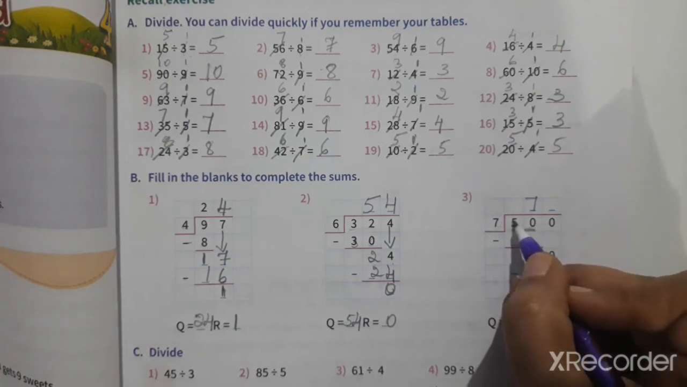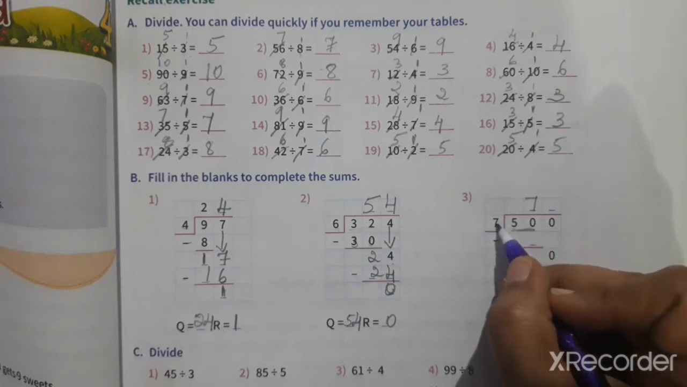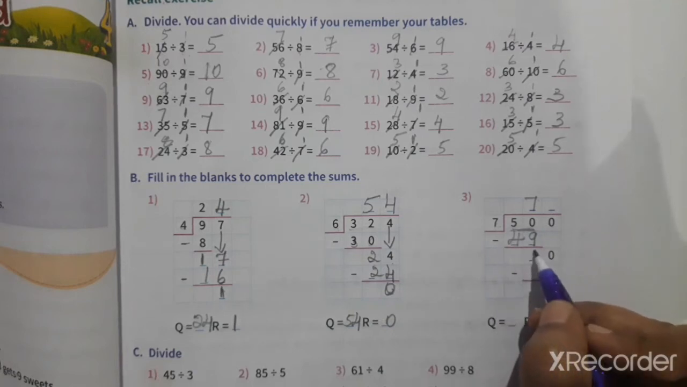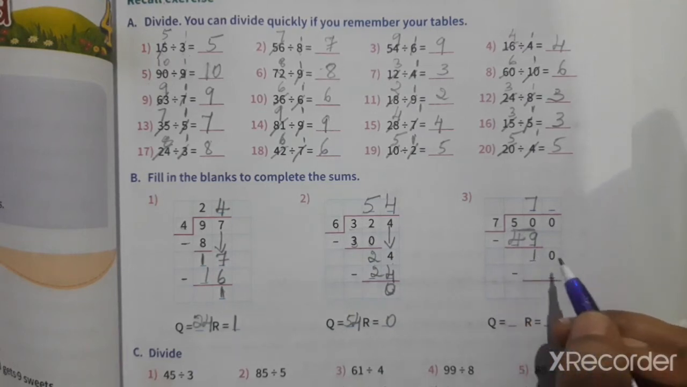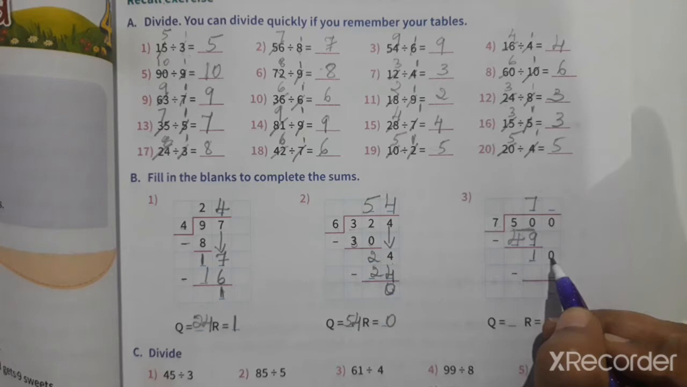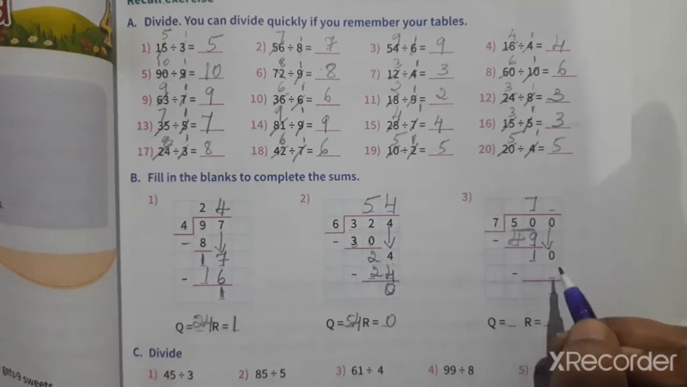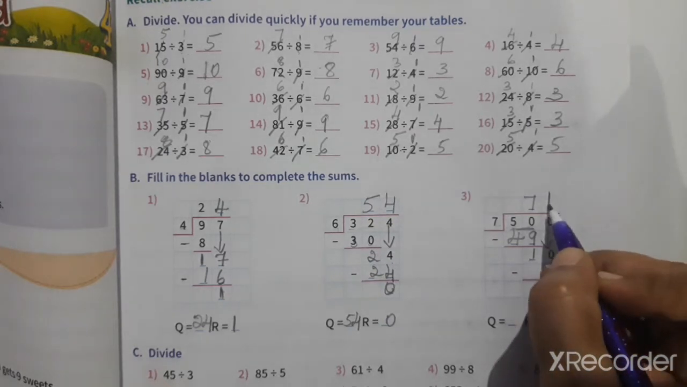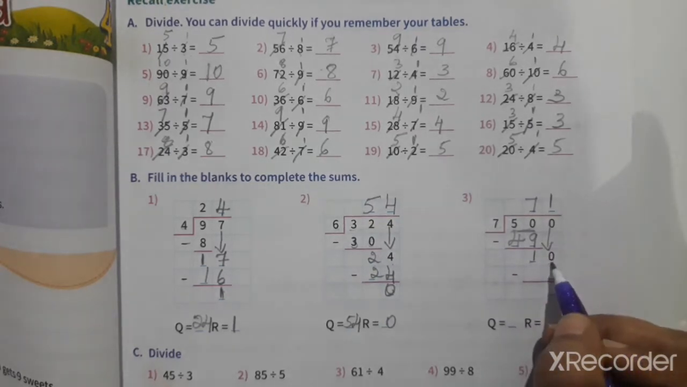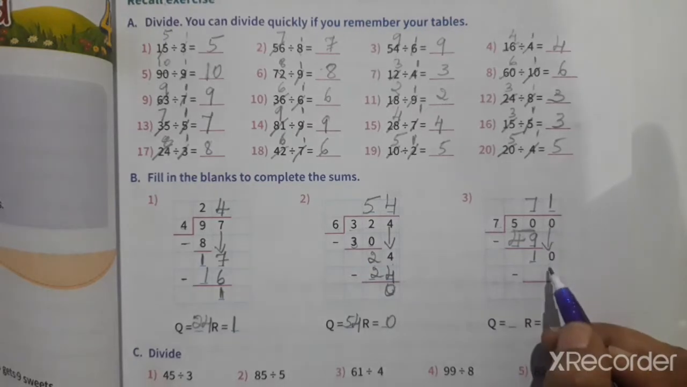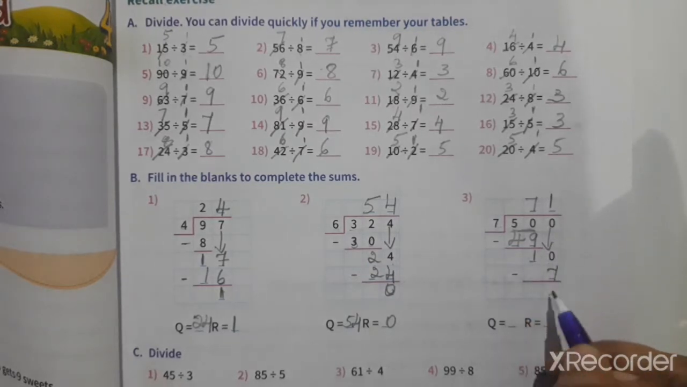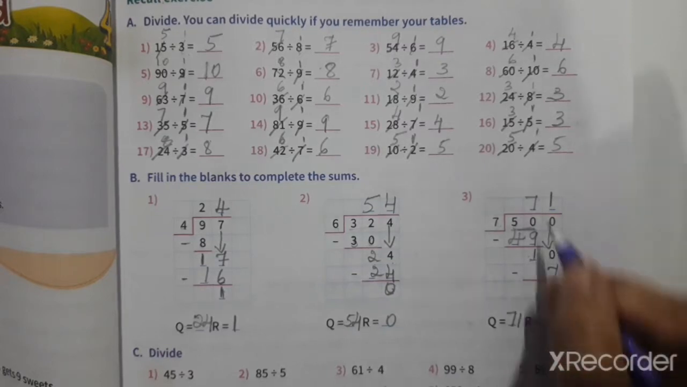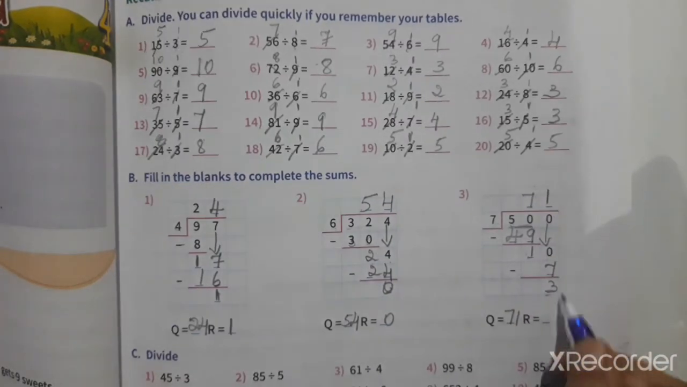So equivalent we are not getting in the 7 ones table. So we get 7 sevens are 49, that is the nearer one. 50 minus 49 means after subtracting remainder is 1, together is 10. Bring this 0 down. 10. 7 how much are nearer to 10? 7 ones are 7, 7 twos are 14. 14 is greater than this, so we can't take. 7 ones are 7. 10 minus 7 is 3. So here quotient is 71. Quotient means answer, and remainder is 3.